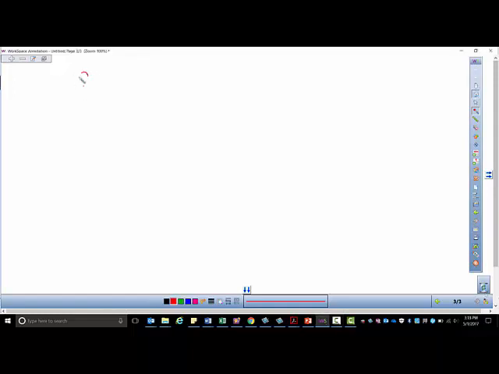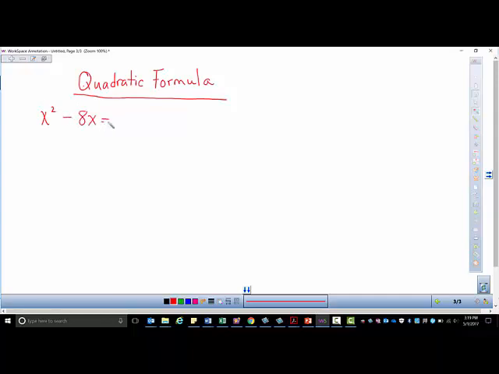Okay, so today we're looking at the quadratic formula, and you've already looked at this a little bit, so hopefully most of this is a review. All right, so the quadratic formula, let's start with a problem. When we're solving a quadratic, we're finding the zeros. It means the same thing.